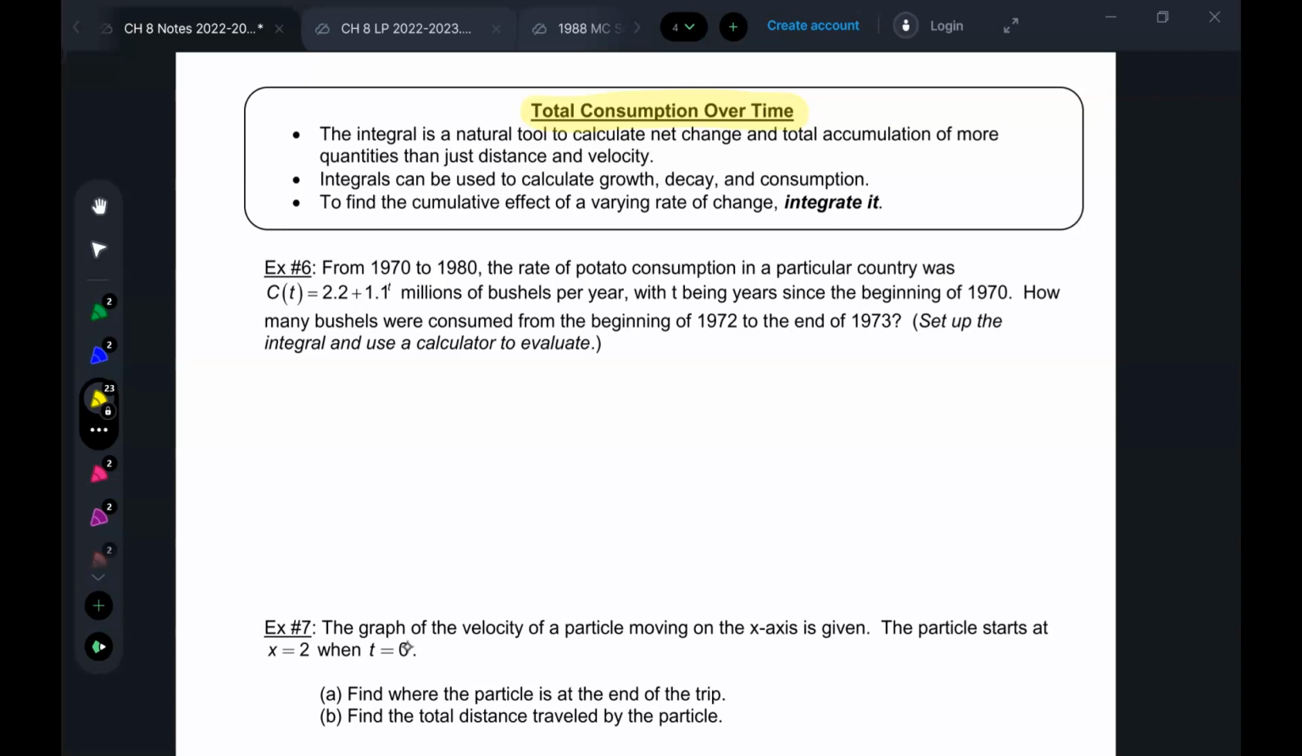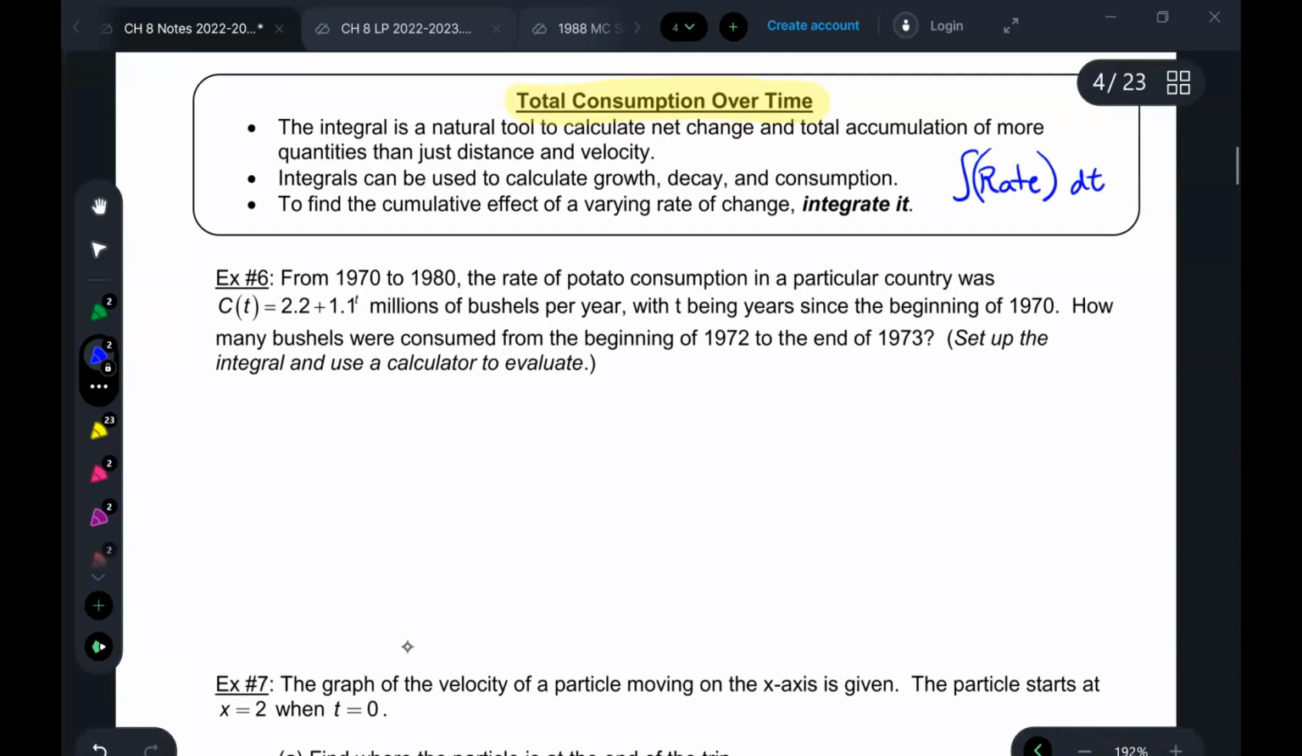Okay, so just like total distance traveled can be represented as an integral, so is total consumption over time. What we're basically going to do is integrate whatever the rate is over time, and you get the total consumption. Again, these are all going to be calculator problems, so it's just making sure you have the setup correct.